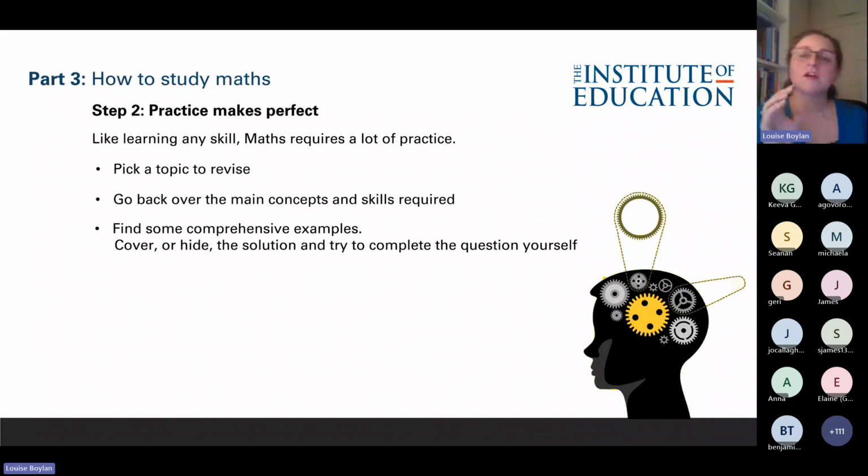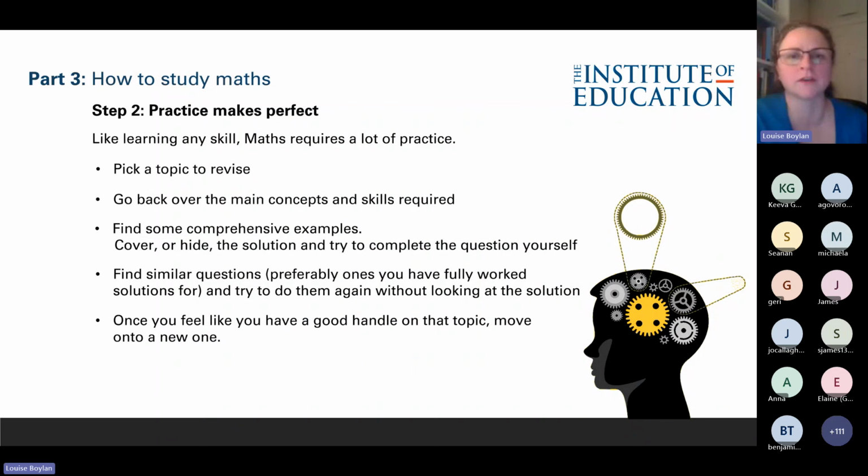So if you get stuck, you don't have to rely on anyone else. That's why I'm saying that, really. You don't have to wait till Monday to ask your teacher or whatever. Once you feel you've a good handle on that topic, move on to a new one, right?